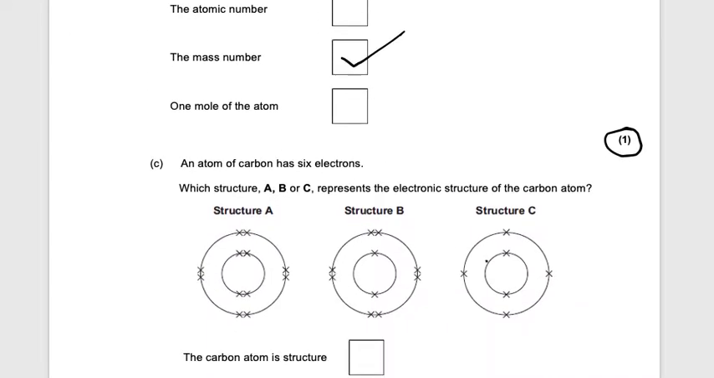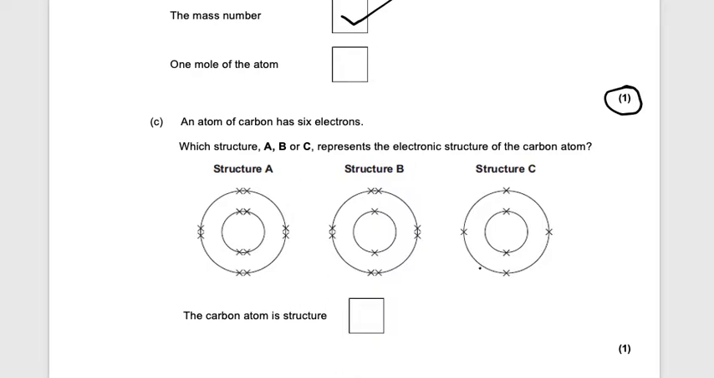Next question, an atom of carbon has 6 electrons. Which structure A, B or C represents the electronic structure of the carbon atom? So we have structure A, structure B and structure C. We know that it has 6 electrons, so we must have 6 electrons in the outer shell. So structure C has 1, 2, 3, 4, 5, 6. So the answer is going to be C, as it has 6 electrons in its outer shell. And that's going to give you 1 mark.